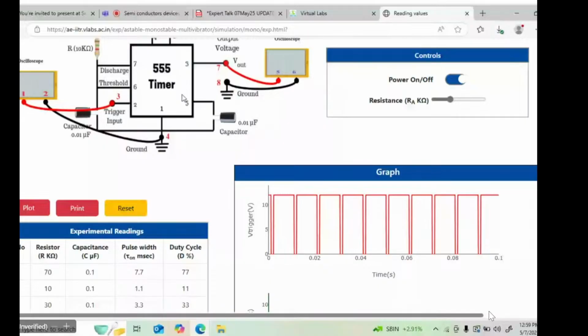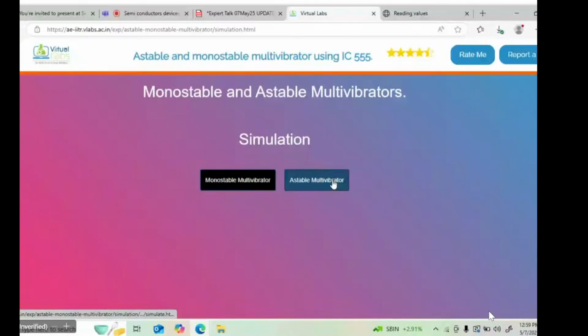In the same way, you can design an astable multivibrator also. In case of the astable multivibrator, they have written instructions.